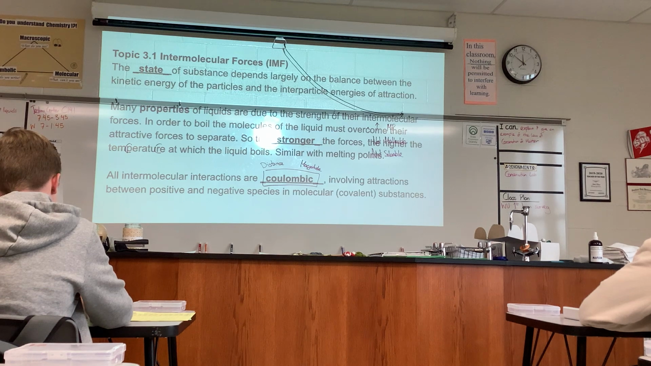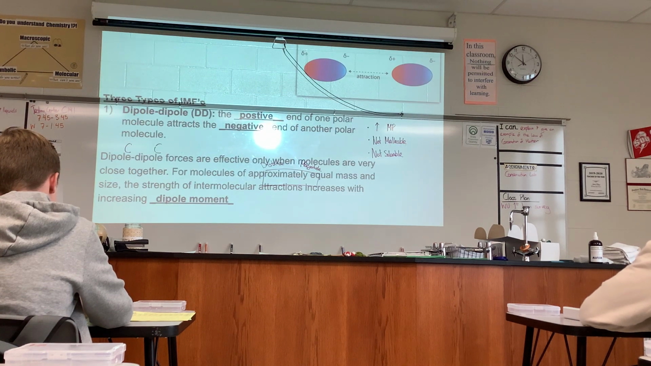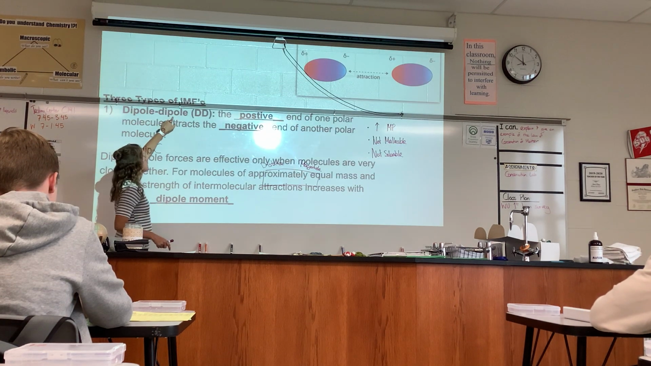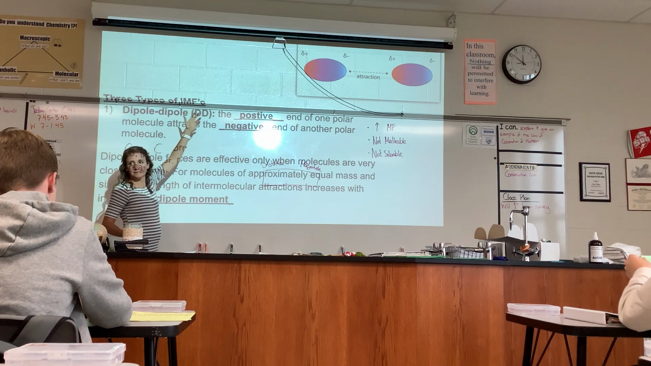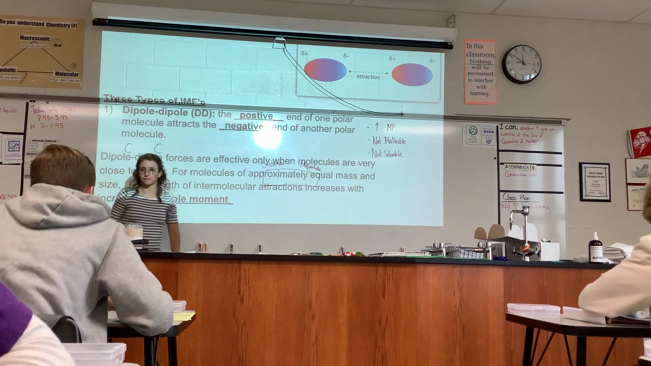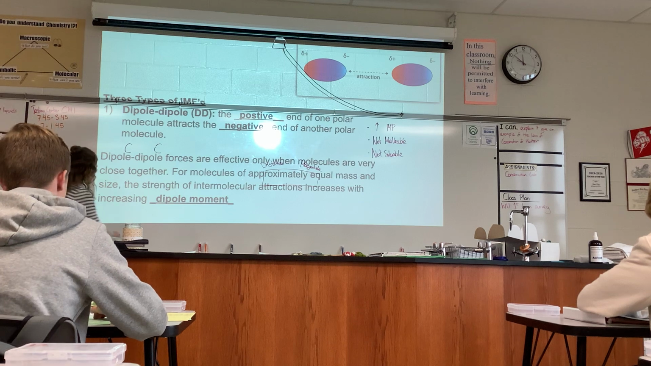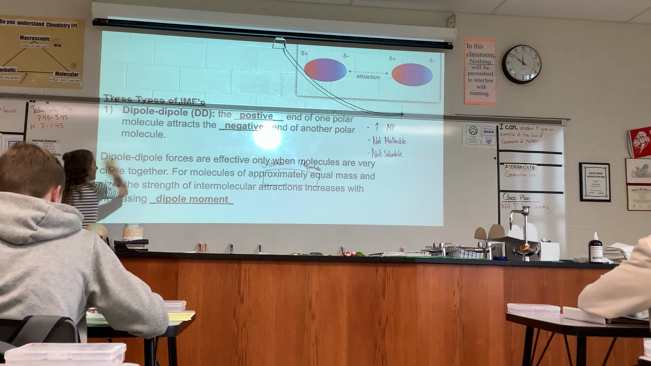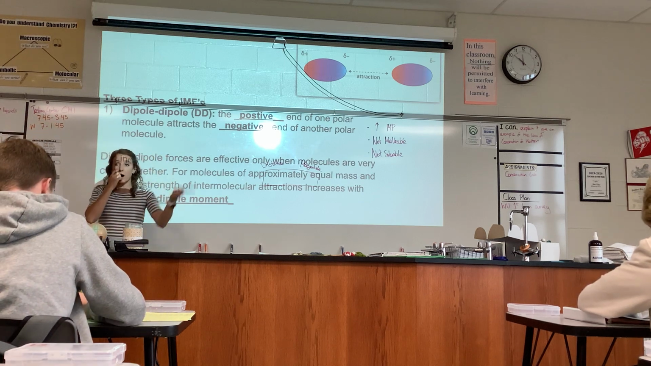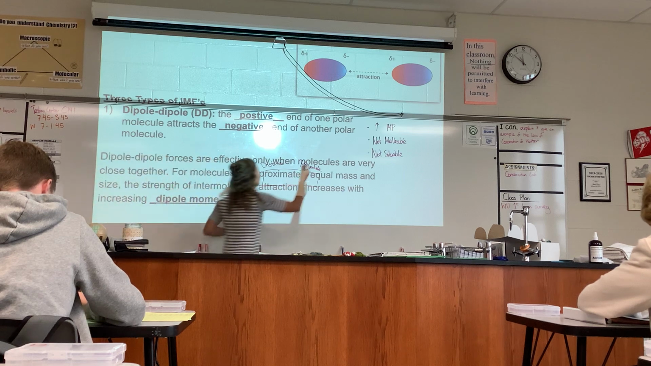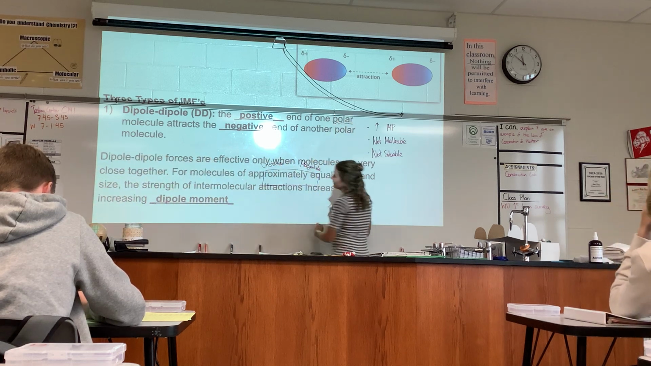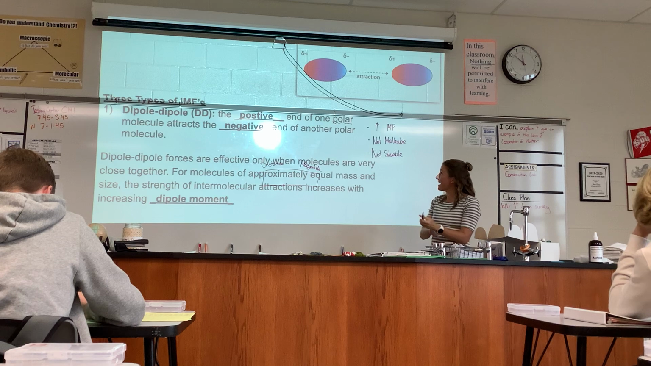So the first type of friendship force we have is known as a dipole to dipole force. I abbreviate it as DD. On your homework you can write it that way. This is the force experienced when the positive end of one polar molecule, and the key word is that these things are polar, is attracted to the negative end of another polar molecule.